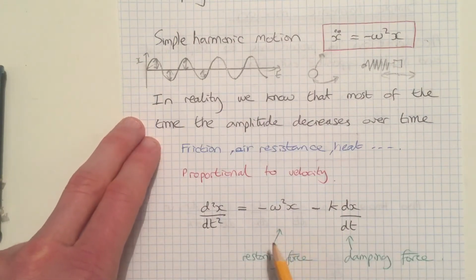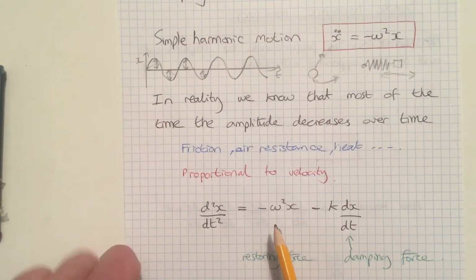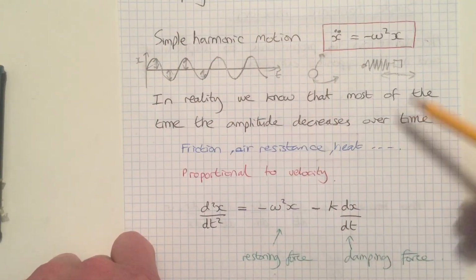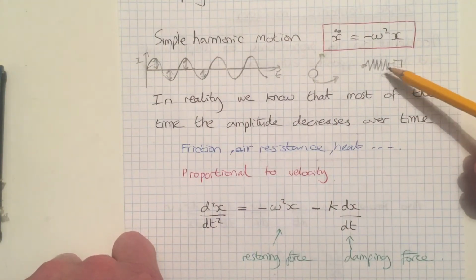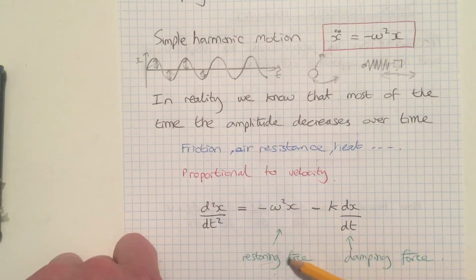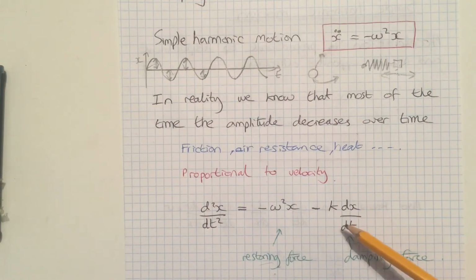This is what we call our restoring force. This is the force that was forcing my pendulum to go back to its equilibrium position, or it's the force constant of the spring making the mass go back to its equilibrium position. So this is why it's called the restoring force. It's restoring it to its equilibrium position. And this is the damping force term here.